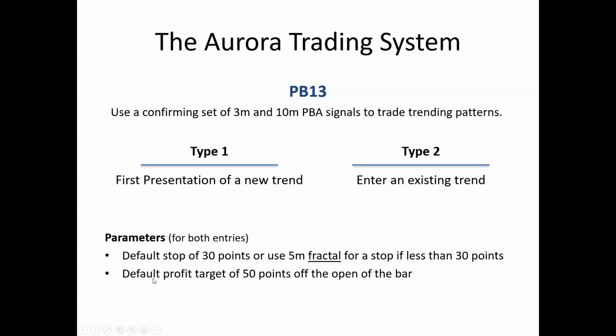We have a default profit target on PB13 trades of 50 points off the open of the bar. Now we're going to talk about how you can perhaps adjust that, maybe even make more, and some considerations of locking in before 50 points, but our default target is 50 points. And when I've shared with you in the past the performance on the thousands of trades that we've tracked, our performance is recorded based on whether it hit 50 points, or it hit 30 points or a 5-minute fractal, or it took us out at one of the rules that I'm going to share with you.